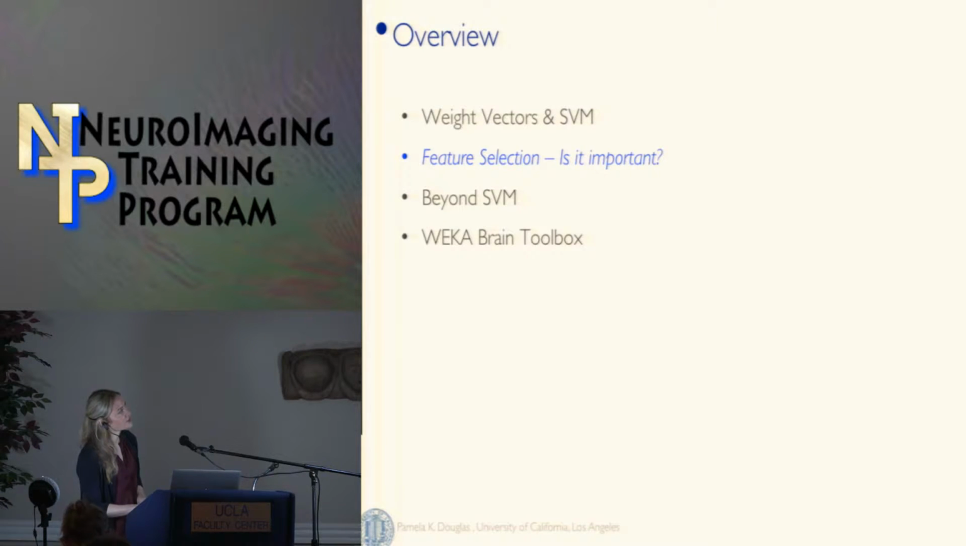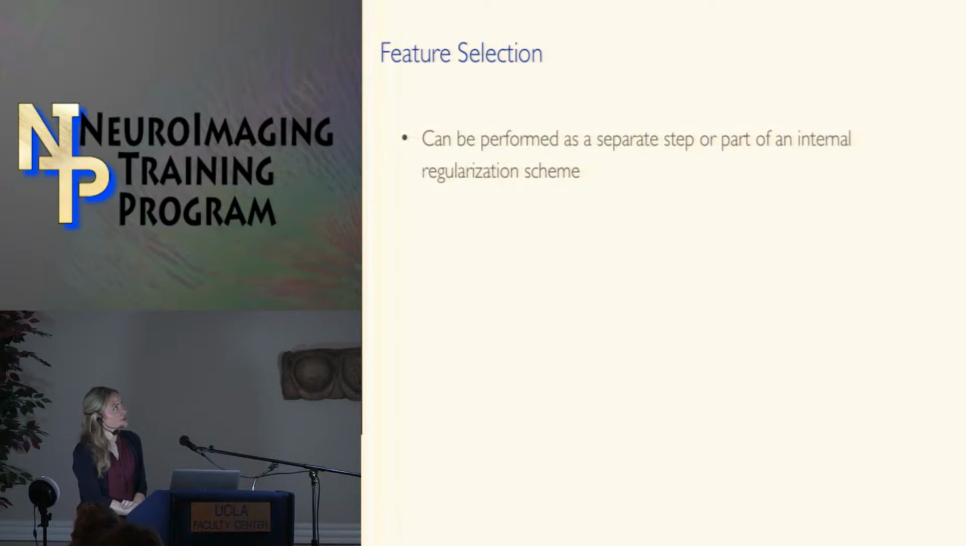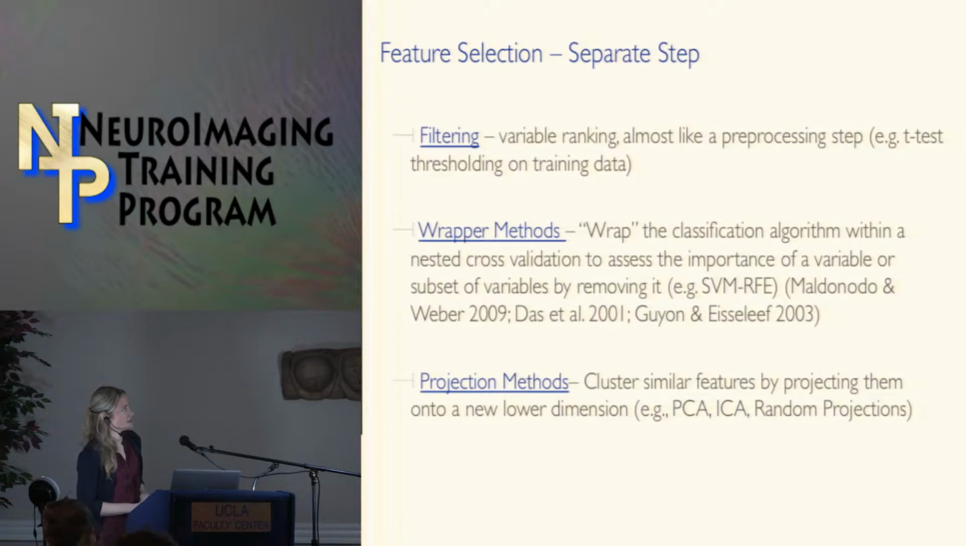Okay, so now that we have our geometric interpretation of SVM and some classifiers, I'm going to talk about whether feature selection is or is not important. Feature selection can be performed either as a separate step or alternatively as an internal step within a regularization scheme.